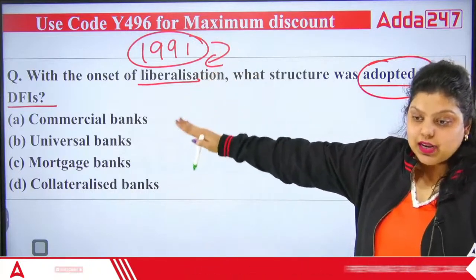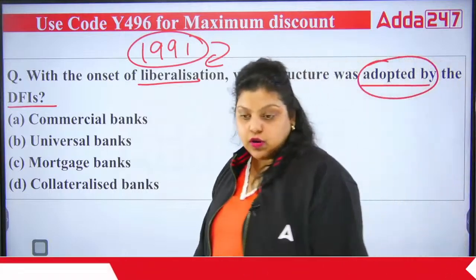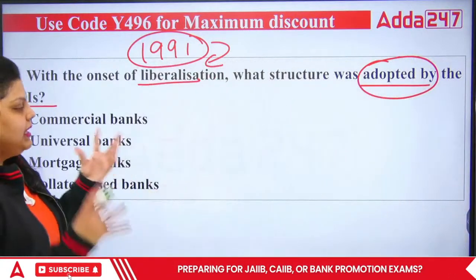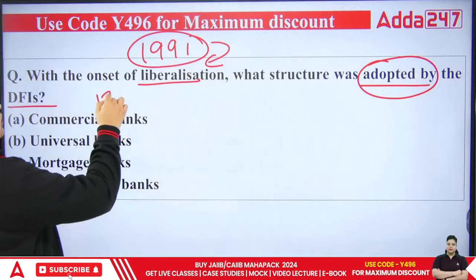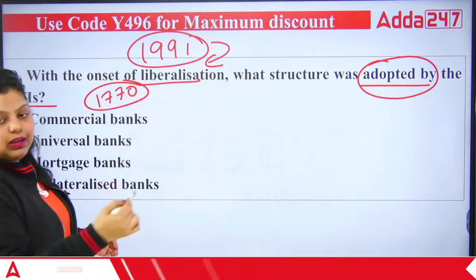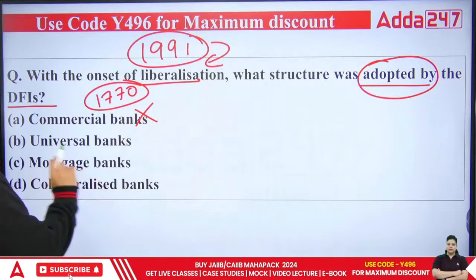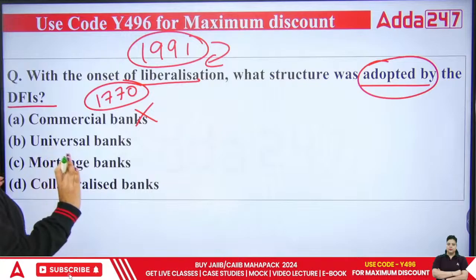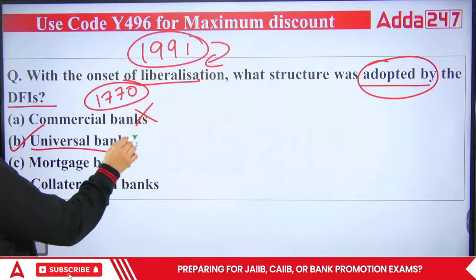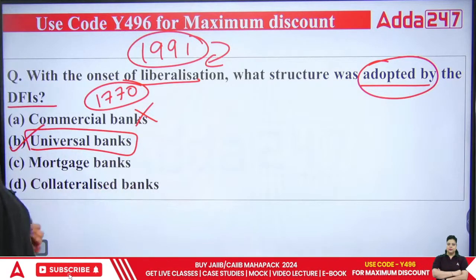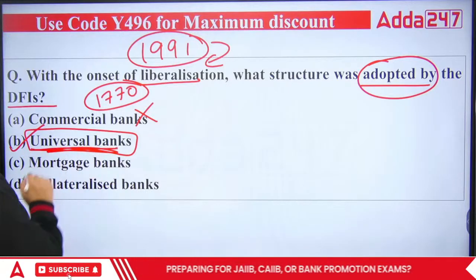First is commercial bank, second is universal bank, third is mortgage bank, fourth is collateralized bank. So which of the following is true? Now you can simply use the elimination method. Always use the elimination method. Commercial banks were working from 1770. The first bank we got was Bank of Hindustan. So obviously it's not true. Now collateralized bank and mortgage bank are not a type of banks in the country. NBFCs are also there. They are mortgage and collateralized, but not a type of bank. So the right answer is universal banks.